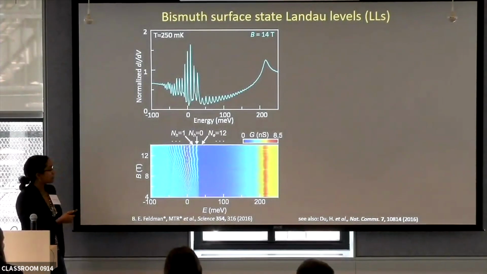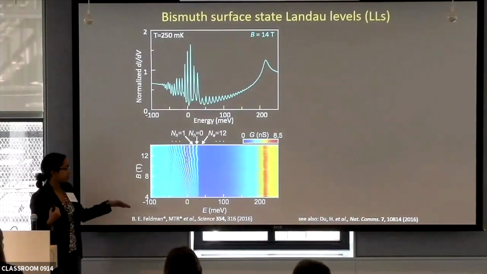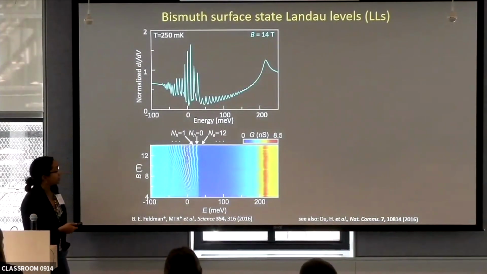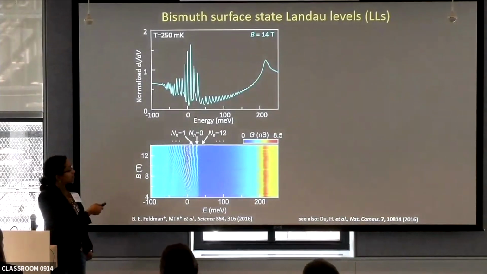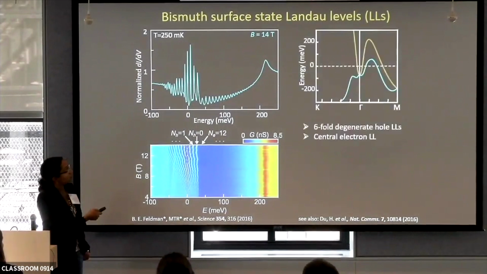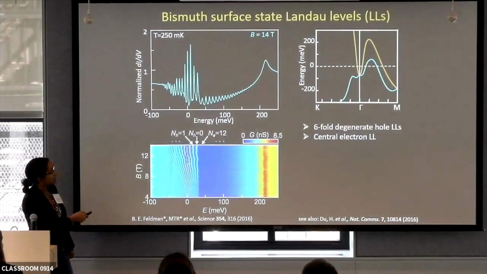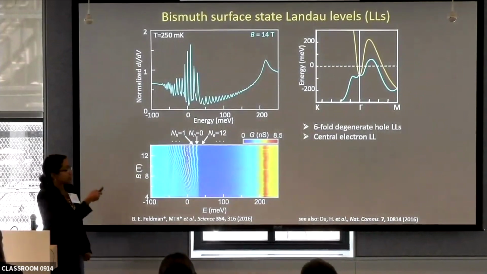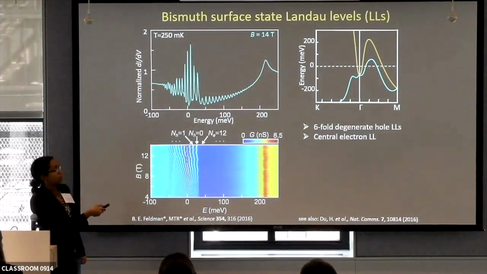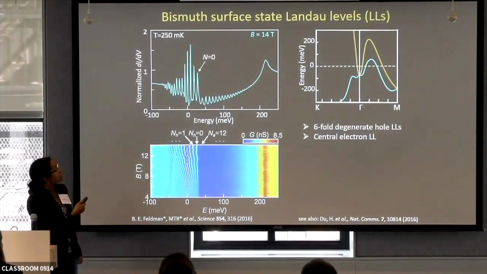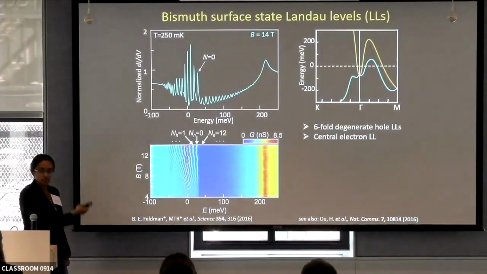So plotted on the bottom here is a fan diagram where we have magnetic field as a function of energy. And if you look closely, we can see there are 2 types of states, one that disperse very strongly, that you can see here. These are coming from the 6-fold degenerate hole valleys that I was talking about. And we also see some Landau levels dispersing with the opposite slope, coming from these peaks here, from the central electron Landau level. But most importantly, we can identify the n equals 0 Landau level here that corresponds essentially to the energy of the top of this band here, and we see it very clearly in such an evolution.